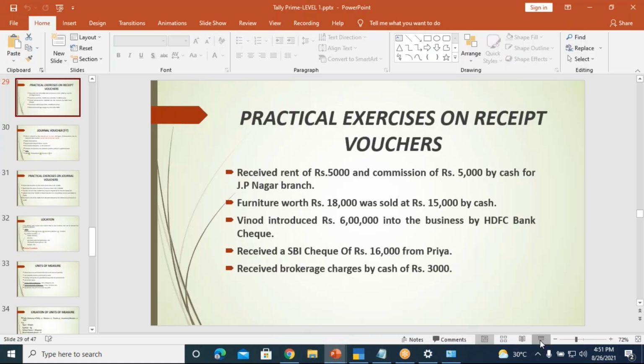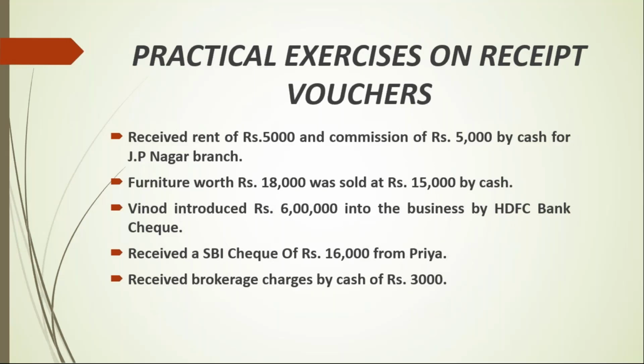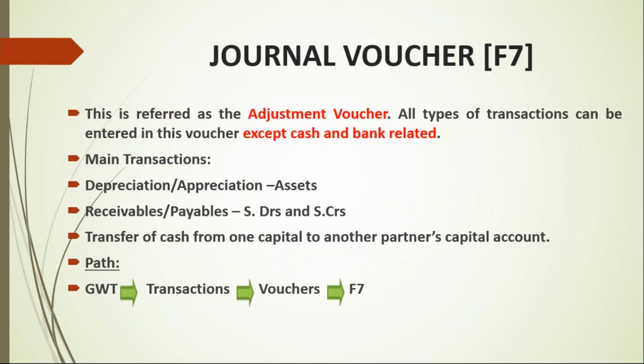Now we'll go for the next entry. Yes. This is the most important voucher of all, that is a journal voucher. Now, what is the functional key for a contra voucher? It is F4. Now, for a payment voucher, it is F5. For receipt voucher, we used F6. Yes. Now, for a journal voucher, it is F7. So F7 is the function key for a journal voucher.